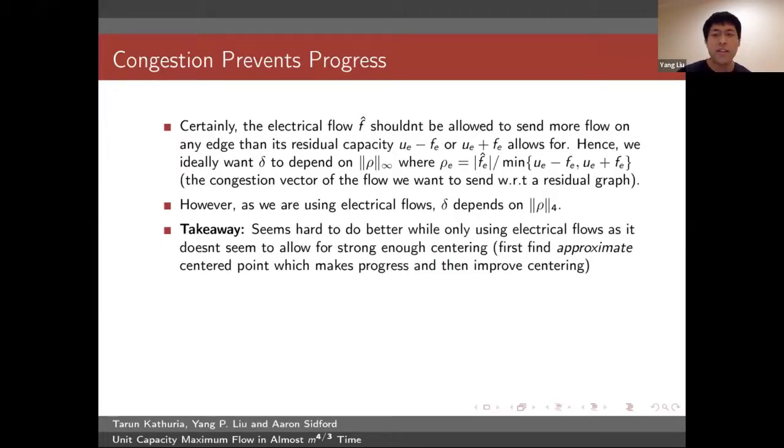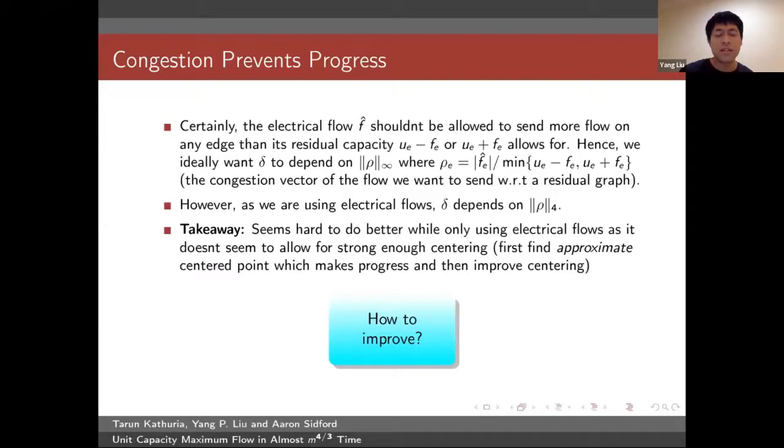And at a high level, this is actually why the previous algorithms of Mądry and Liu-Sidford had trouble improving over their respective bounds of m to the 10/7 and m to the 11/8. It was because they had to control this 4 norm very precisely.